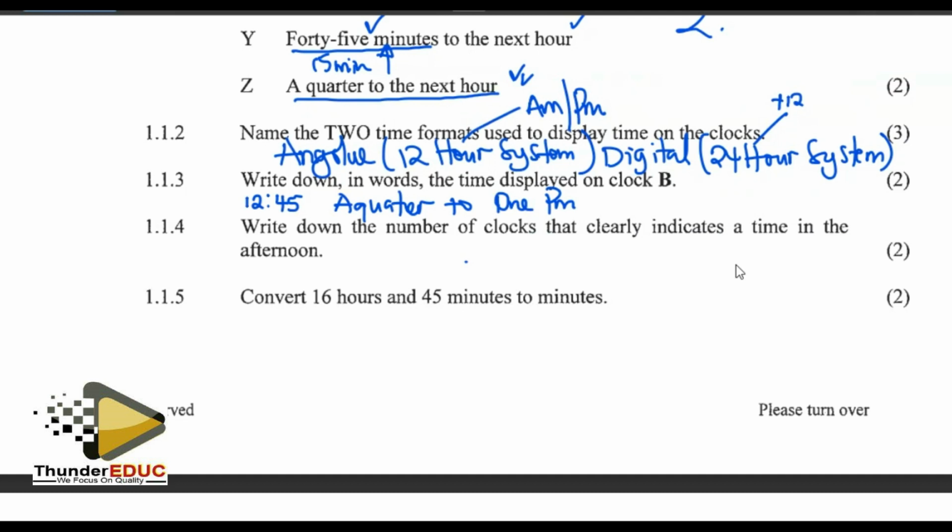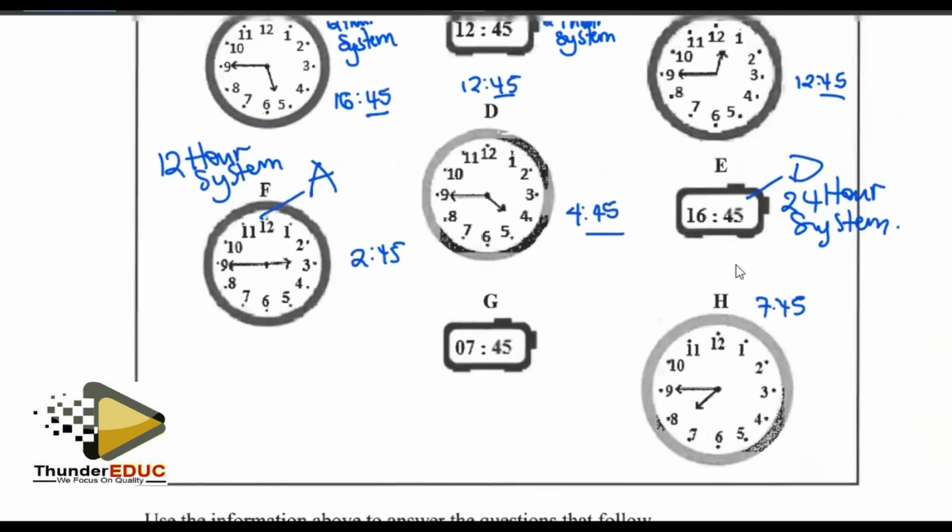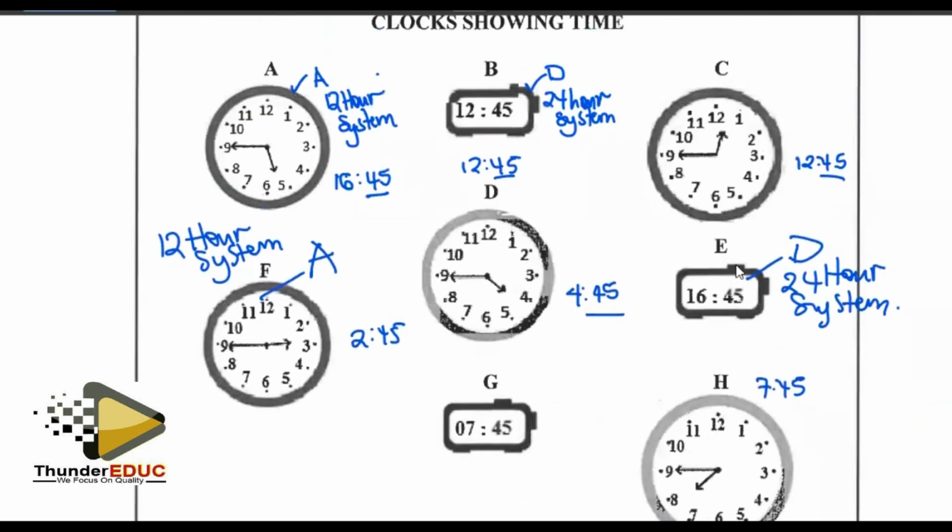All right, write down the number of clocks that clearly indicate a time in the afternoon. Let's come here and you see clearly. So this is one of them, B. It's afternoon. Because it's digital, in digital midnight, it would be 00:45. You see that?